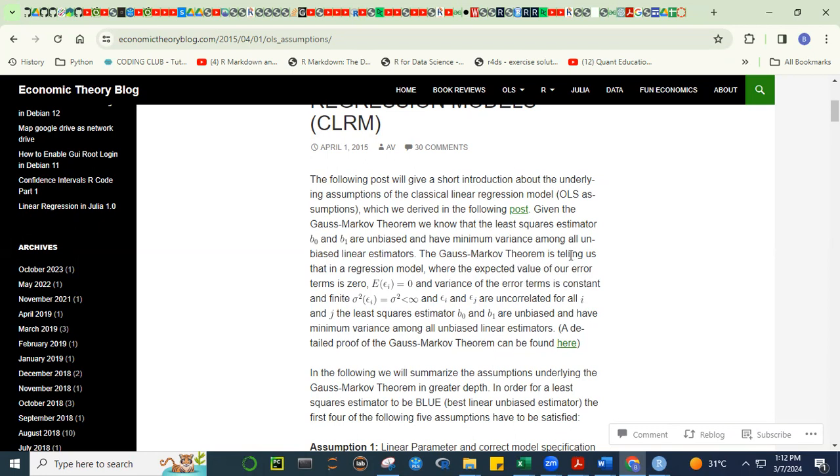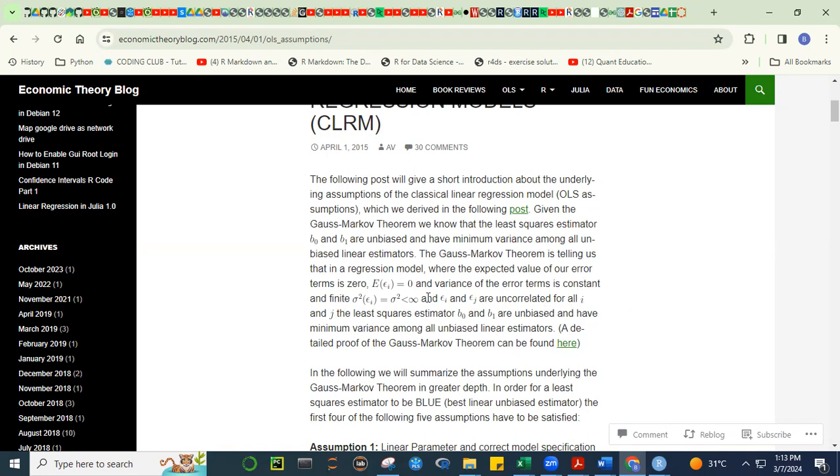So the Gauss-Markov theorem is telling us that in a regression model, the expected value of our error terms is 0. This one we have discussed. We said if we get the mean of the error terms, it should be 0. And the variance of the error terms is constant and finite. The sigma squared, the variance of your error terms, is equal to a certain number, sigma squared, and this is less than infinity. It is finite. And also your error terms, epsilon sub i and epsilon sub j, are uncorrelated.